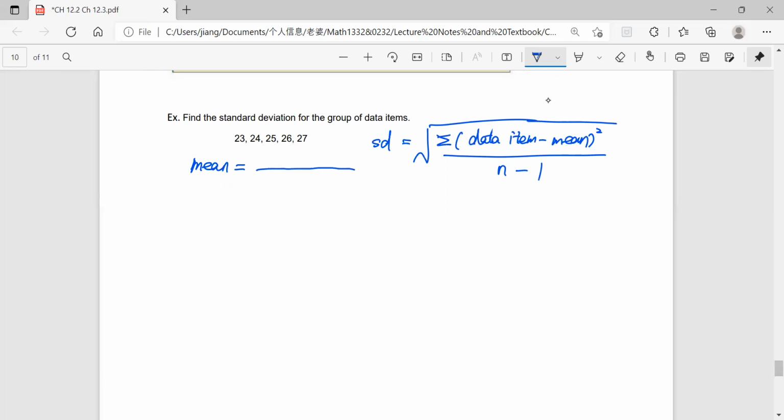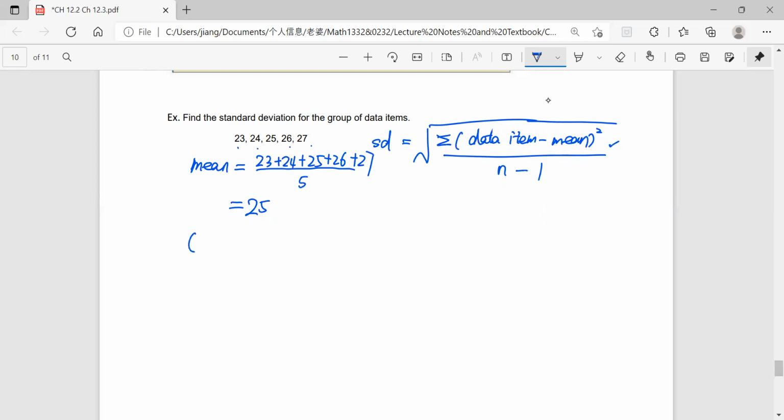So the mean, let's see. How many data? 1, 2, 3, 4, 5. So 5 data, and add all of this together: 23 plus 24 plus 25 plus 26 plus 27. You can use your calculator to find the sum of these. So that should be 25. So the mean is 25.